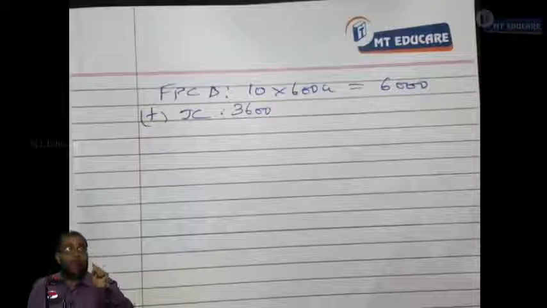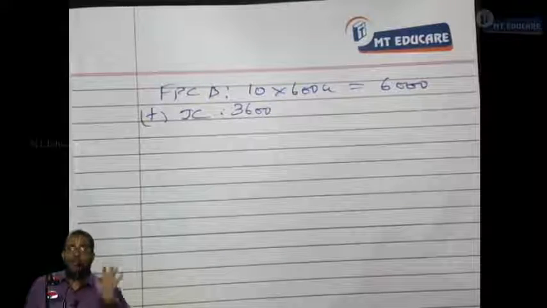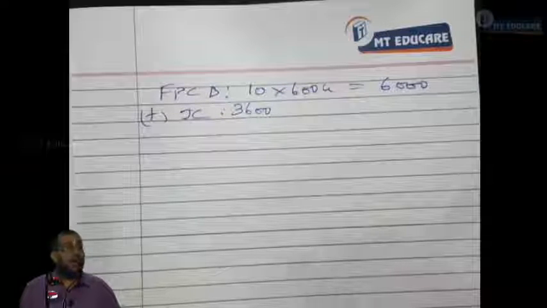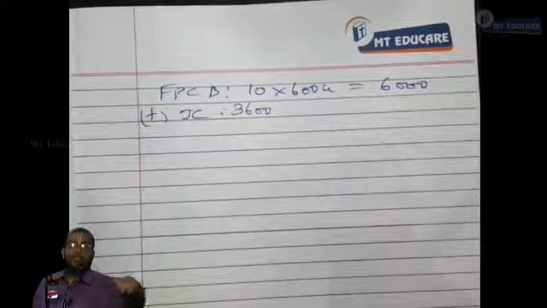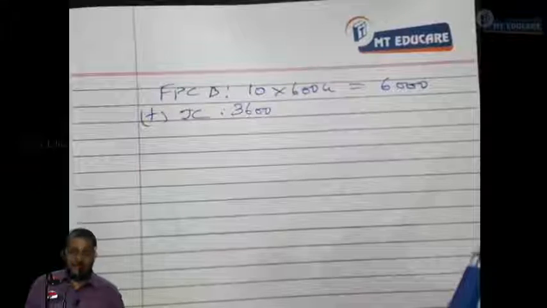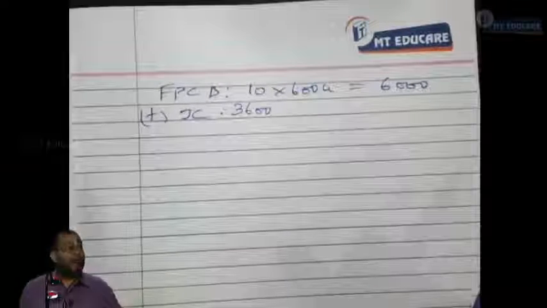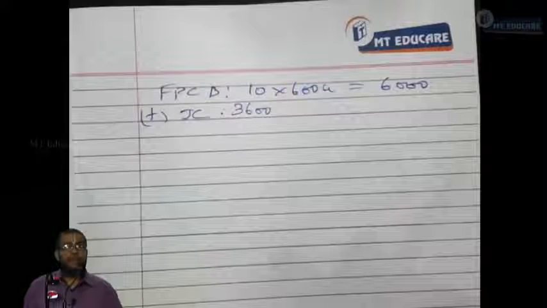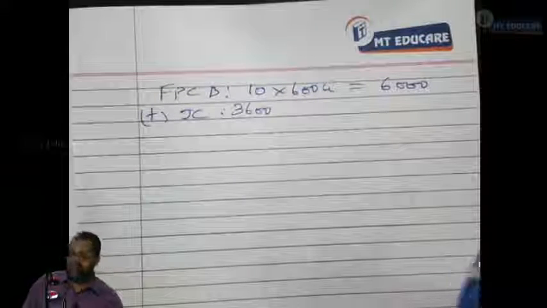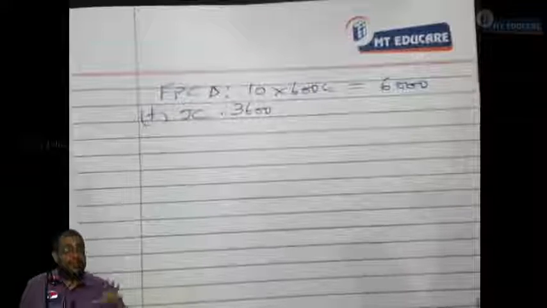For producing 1B, I should also produce what? 5A. The ratio is what? 5:1. 10,000 is to 2,000. That means for every B to be produced, I should also automatically produce what? 5A. That means I should further process 6 units. Yes or no? Sorry, I should process how many units here? 6 units in the joint process.